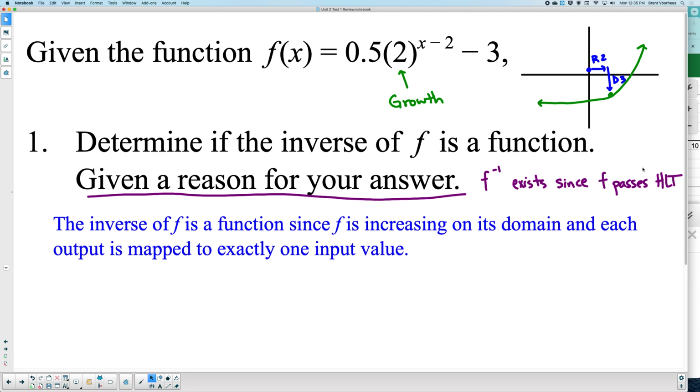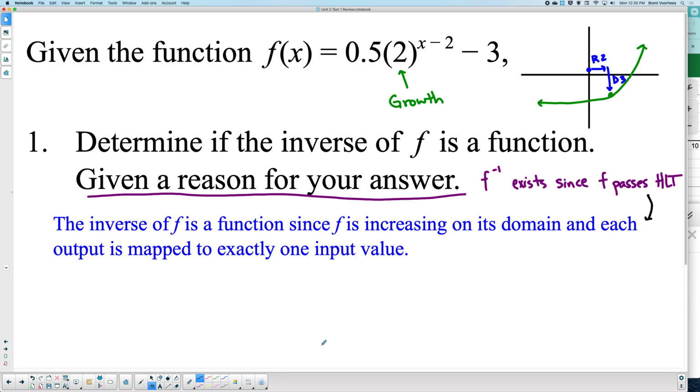You can't just say this. Now that's what we're describing. This does exist since f passes the HLT. So how do you properly describe it to where they give you credit? You describe it like that. The inverse of f is a function since f is increasing on its domain, and each output is mapped to exactly one input value. That's the HLT right there. That's how you would write that.